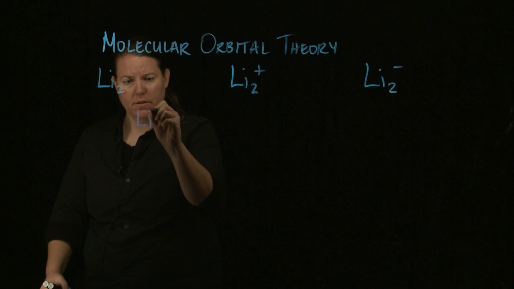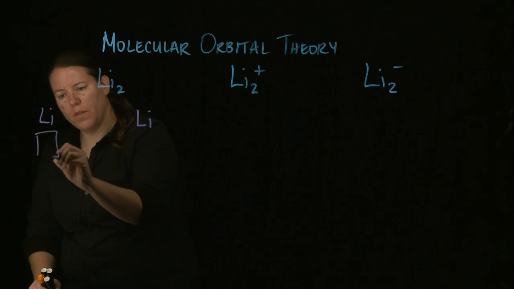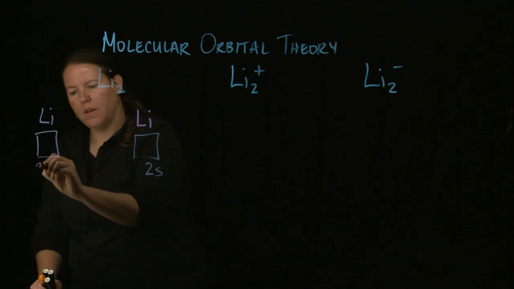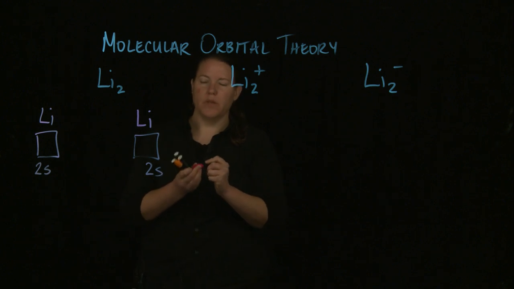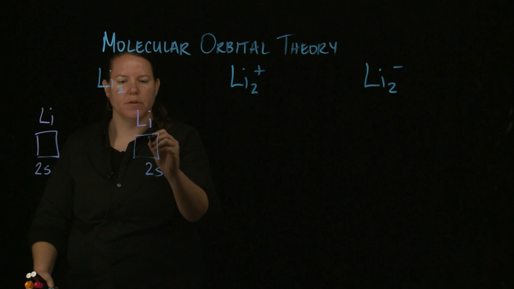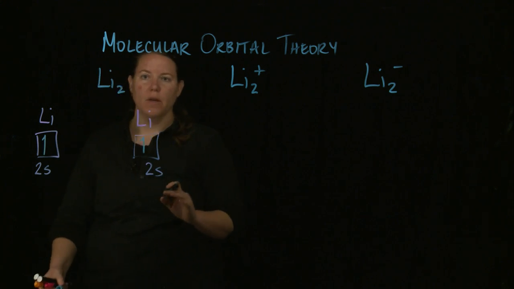each Li comes to the bond that's formed here with one valence electron in the 2s orbital. Okay, so I'm drawing some boxes here. That's how we do expanded orbitals. You don't have to do that, but I'm going to do that. And they each have one starting off, okay?